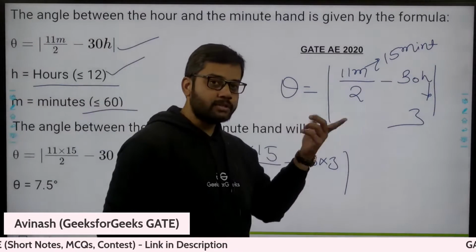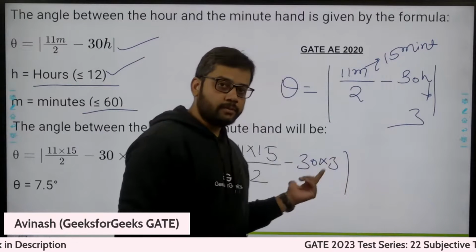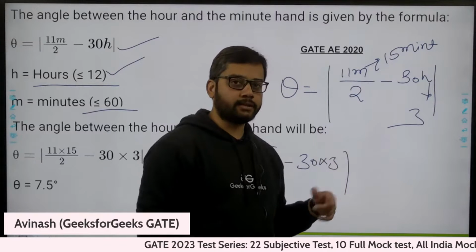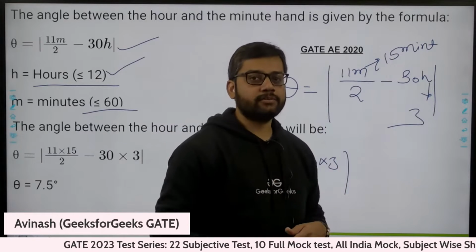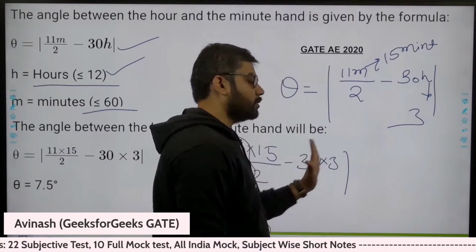But one question you can ask: why is this mod? The value which comes from this formula is negative. But in the watch case, a watch is a continuous forward process, so the angle cannot be negative. That's why we have just put mod.